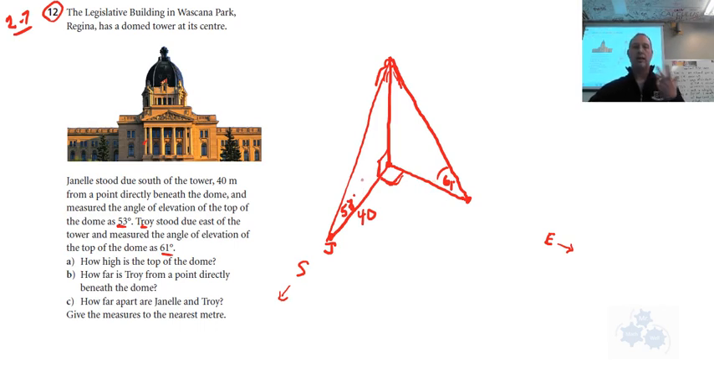We're getting some information here. The first question is, how high is the top of the dome? So we're looking for H. The second question says, how far is Troy from the point? This is where Troy is, so we'll say this is little t, Troy's distance. And then how far apart are Janelle and Troy? The last one is the length of JT. So this is JT here. That's for part C, so you asked specifically about C.